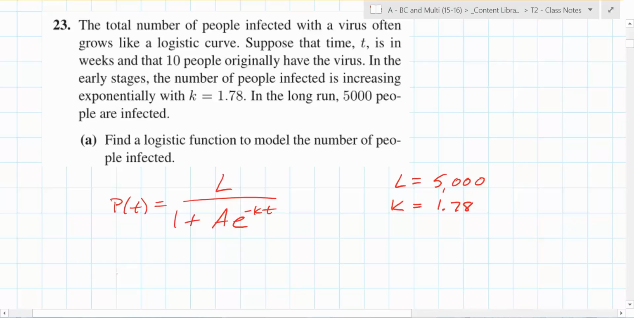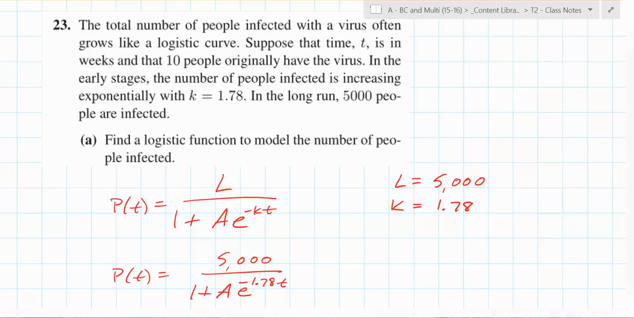Okay. So what do we have here? P of t is equal to 5,000 over 1 plus a e to the negative 1.78 t, like this. Yep. What's left? What do we have to find?